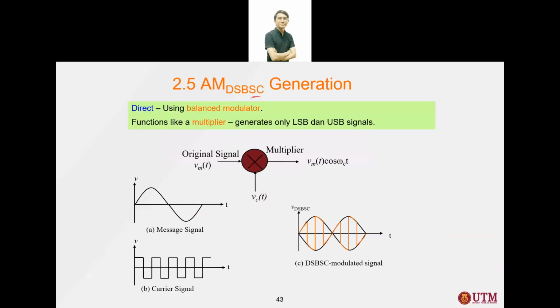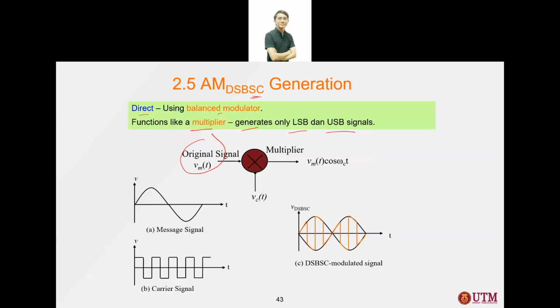Okay, double sideband suppressed carrier generation. There are two methods, direct and indirect. For the direct method, we just use a balance modulator, just like what we use in double sideband full carrier. The balance modulator functions like a multiplier and generates only the lower sideband and upper sideband signals.